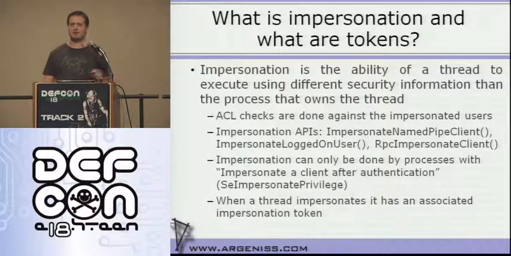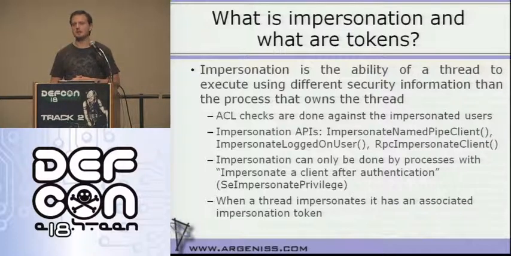And there are many different APIs to impersonate. Here we have a few, like ImpersonateNamedPipeClient, ImpersonateLoggedOnUser, and RpcImpersonateClient. So when you call one of these APIs and a client connects to your service, then if you can impersonate, you start impersonating. In order to be able to impersonate, the account that the process is running under has to have the impersonate a client after authentication privilege.